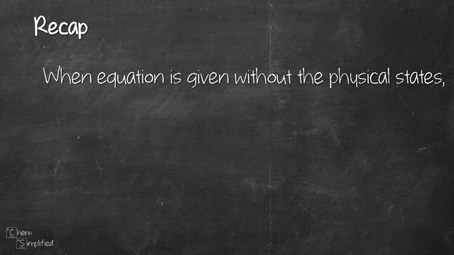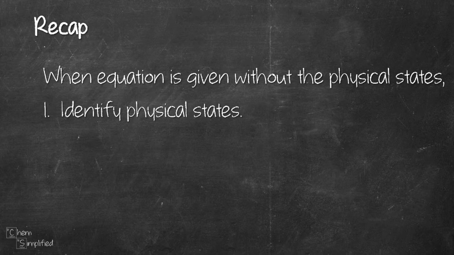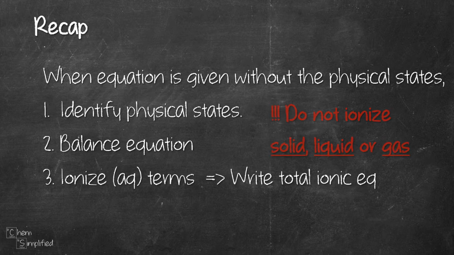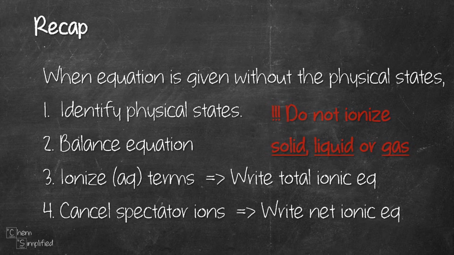To recap, when the equation is given without the physical states, we first need to use the solubility rules to identify the physical states for every term. And then we make sure that the equation is balanced. After that, we have to split the aqueous terms. Remember not to touch the solid, liquid, or gas terms. That will give us the total ionic equation. And then to write the net ionic equation, what we have to do is cancel out the spectator ions and then rewrite the equation.